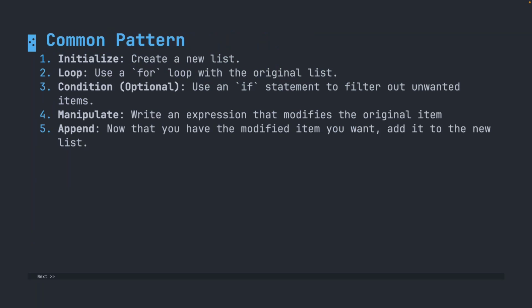This is a really common pattern that you'll see throughout Python. You'll initialize a new list. That's what we just saw. You'll loop over the original list. You'll add a condition if you need to. This is optional. You don't always have a condition. Then you will manipulate it if you need to as well. And finally, you append the item that you have manipulated or filtered out to the new list.